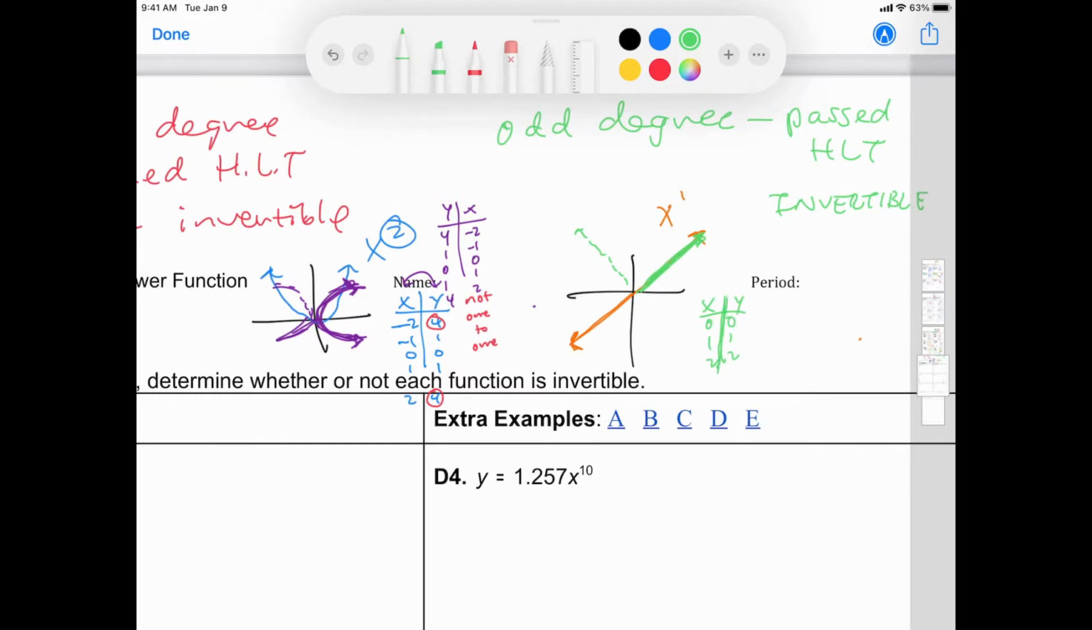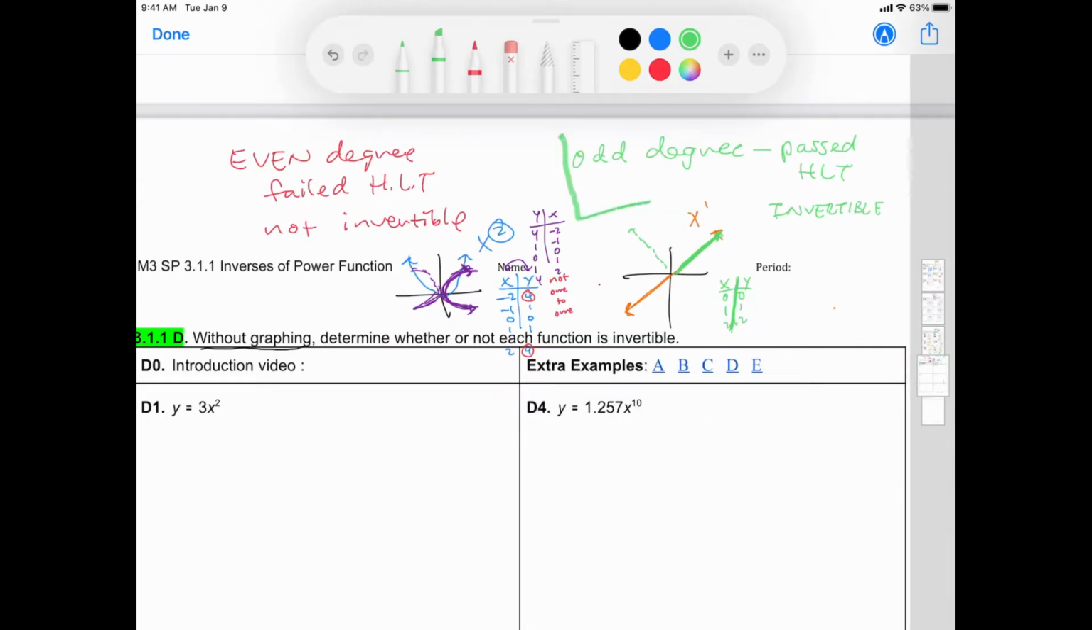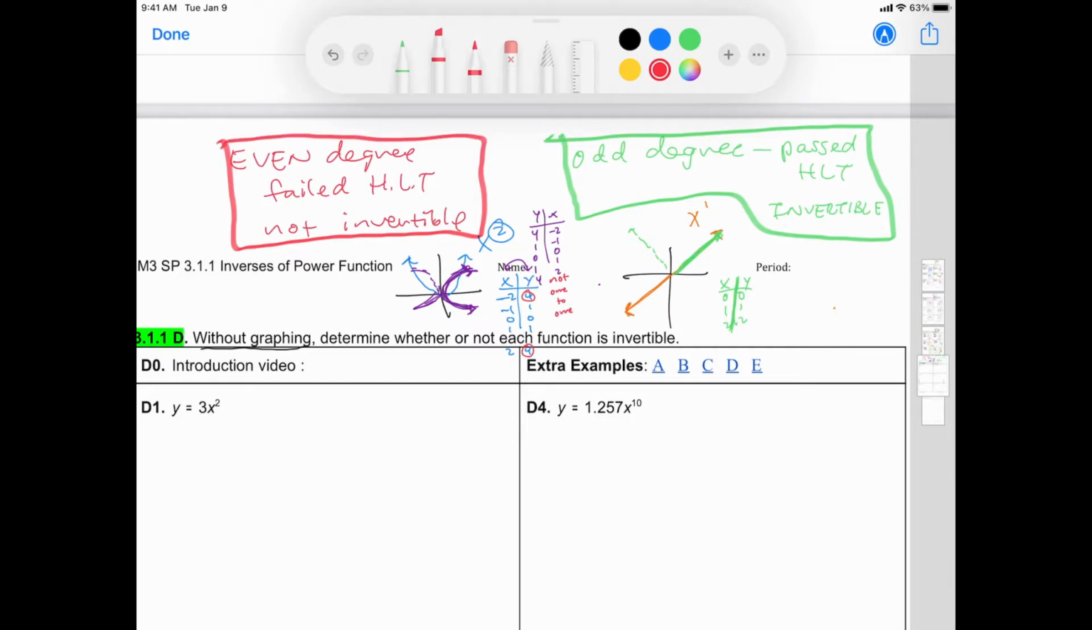You'll realize that once you take the inverse, there's no repeating values in the y. So in this case, it is 1-to-1. It is a function, and then when you take the horizontal line test, if it's an odd degree, it's invertible. But if it's an even degree, then you can't do it.